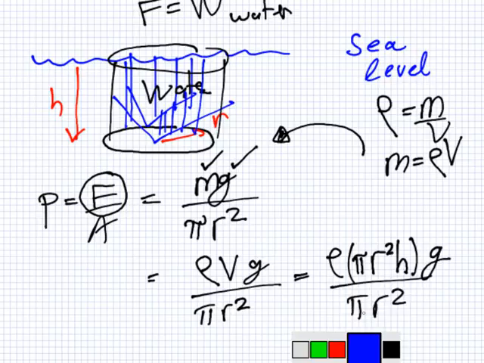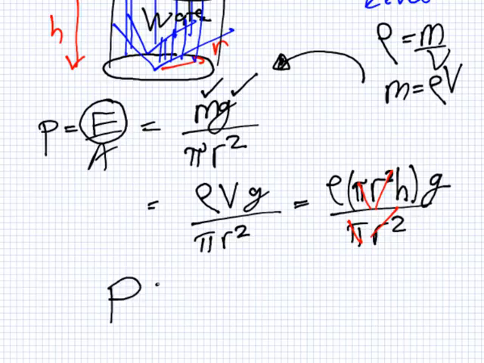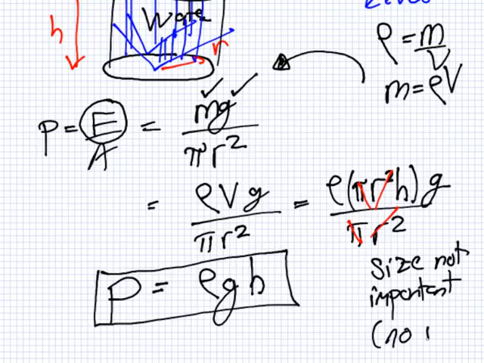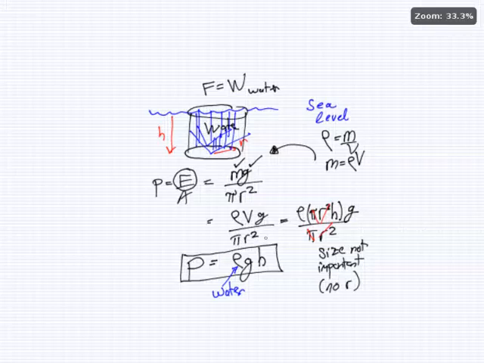Now, this is very nice. What cancels? The pi and the r squared. So you get this formula. The pressure is equal to density multiplied by g multiplied by h. And do you need to know how big the circle is? No, the size is not important. There's no r. What do you need to know? You only need to know the height and also the density of the water if it's in water. If it was in a gas, then it's the density of the gas. Yeah. Enough? Yeah.